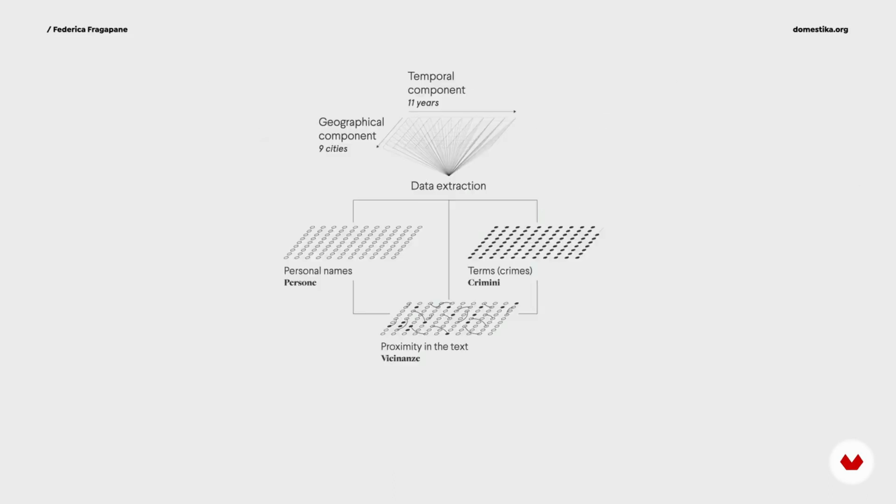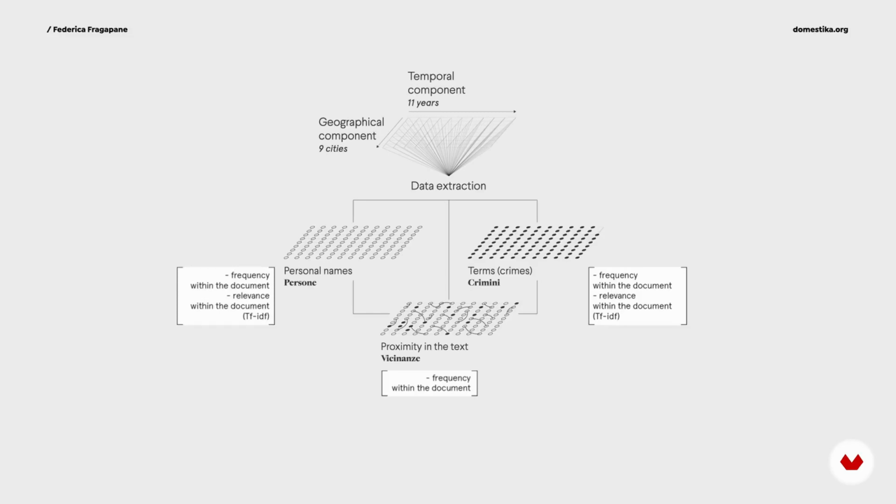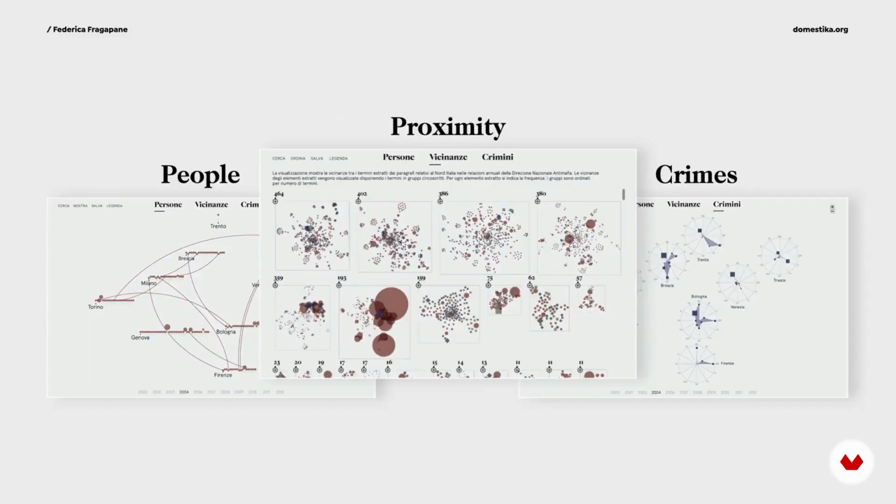All the personal names that were mentioned in the paragraphs, all the terms referring to crimes, and the proximity in the text between terms referring to crimes and personal names. I had this information for 9 cities and 11 years. For each one of all these words, I had the following data: the frequency within the document and the relevance within the paragraph. I decided to visualize this data, designing a website that would have allowed the users to explore it. The website is divided into 3 sections: people, crimes, and proximity.